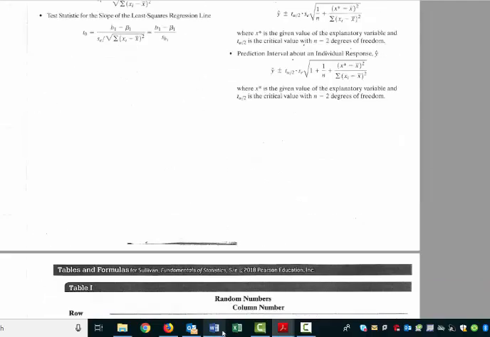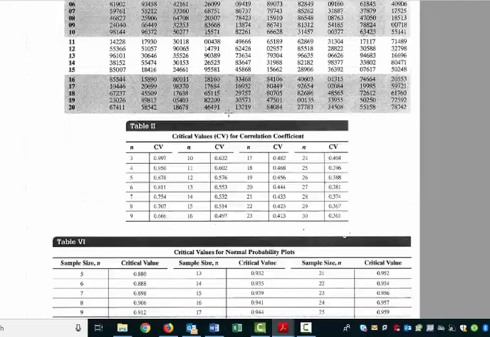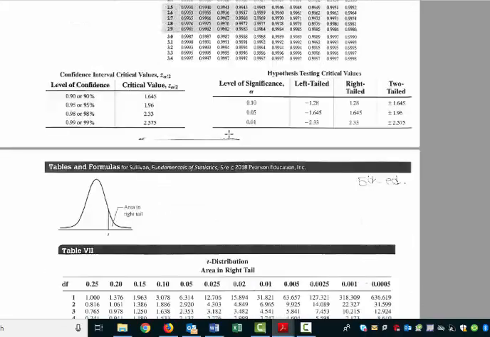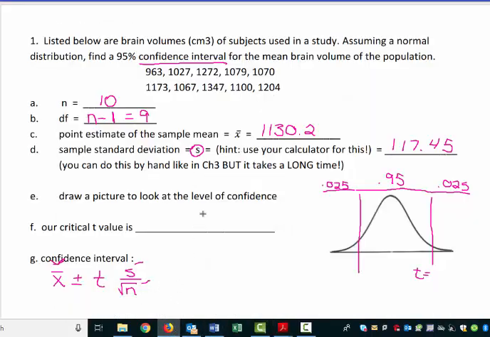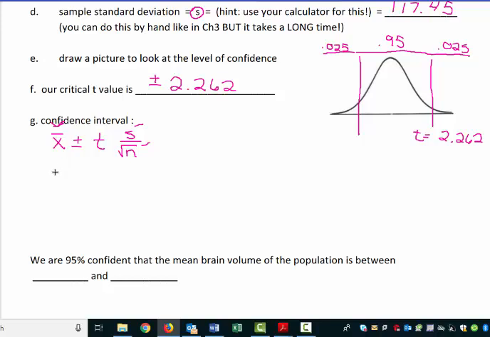Let's go down to the chart. There's my Z, there's my T. It's going to be 0.025, and we're going to go down to 9 degrees of freedom. There it is, 2.262. And remember, there's another one that's negative. So our critical T value is positive and negative 2.262. Okay, so now I have all the pieces and I can get my confidence interval.